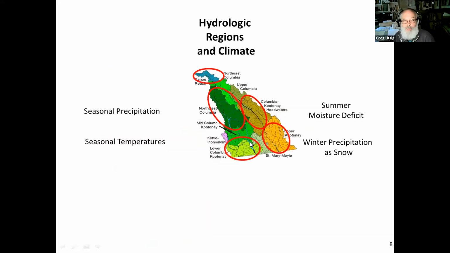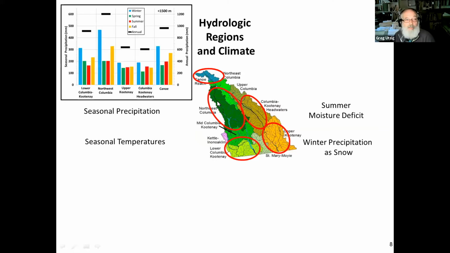So just what do they mean in terms of temperature? If we just look at some selected ones from the Columbia Basin, this is a plot of annual and seasonal precipitation. As you can see, there's a fair bit of variation. A couple of the southern ones have annual precipitation in the black lines about 600 millimeters, whereas the wetter ones are approaching 900 or 1,000 millimeters. But also the seasonality changes dramatically, like the Northwest Columbia up in this area here. The vast majority of precipitation is in the winter. The other ones, winter is high, but not to the same extent. Fall is also much higher up there. But if you look at the Columbia Kootenai headwaters, this one over here, you can see precipitation is generally less. And in fact, the lowest precipitation is here in the summer versus in the Canoe. Summer precipitation is significantly higher.